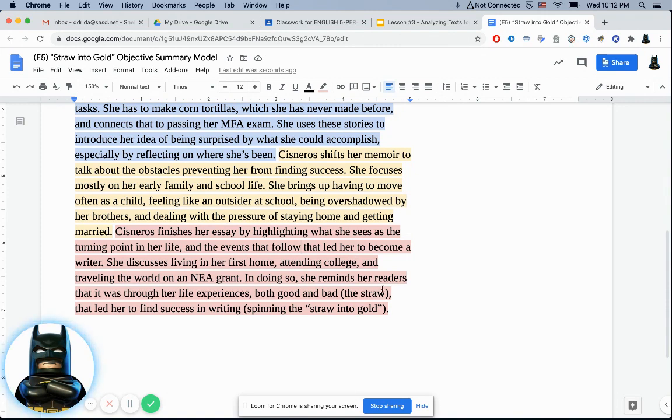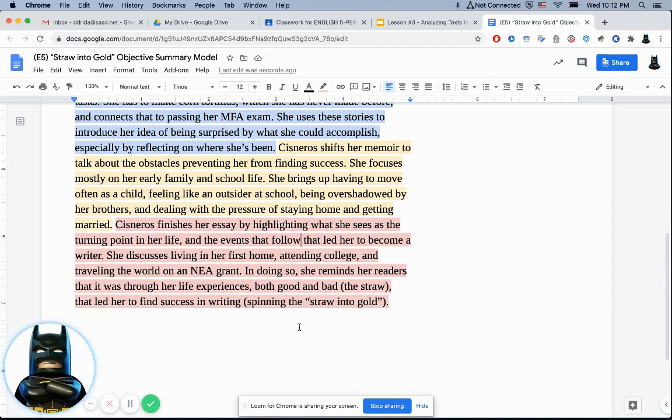And the events that followed that led her to become a writer. I don't know if I like that better or not, but anyway, she discusses living in her first home, attending college, and traveling the world on an NEA grant. In doing so, she reminds her readers that it was through her life experiences, both good and bad, the straw, that led her to find success in writing, spinning the straw into gold.